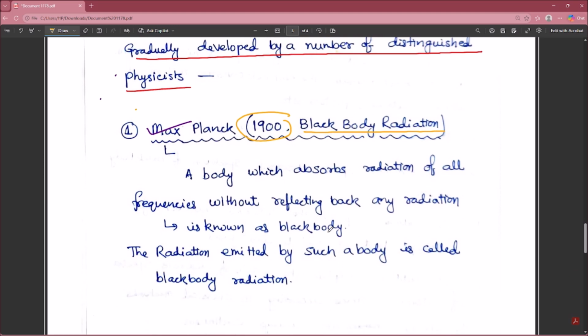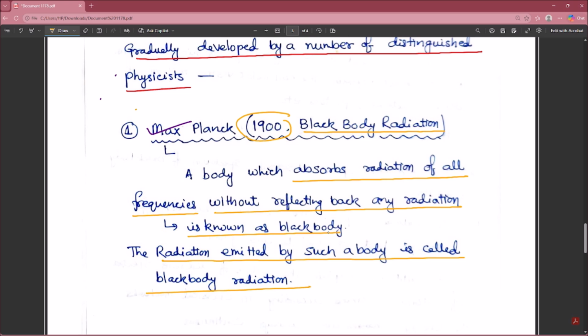So what is black body radiation? A body which absorbs radiation of all frequencies without reflecting back any radiation is known as a black body, and the radiation emitted by such a body is called black body radiation. We will see this black body radiation in a broader manner in the upcoming classes.